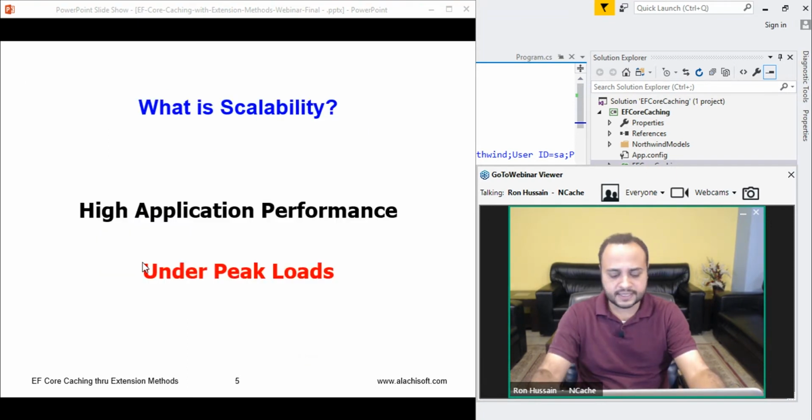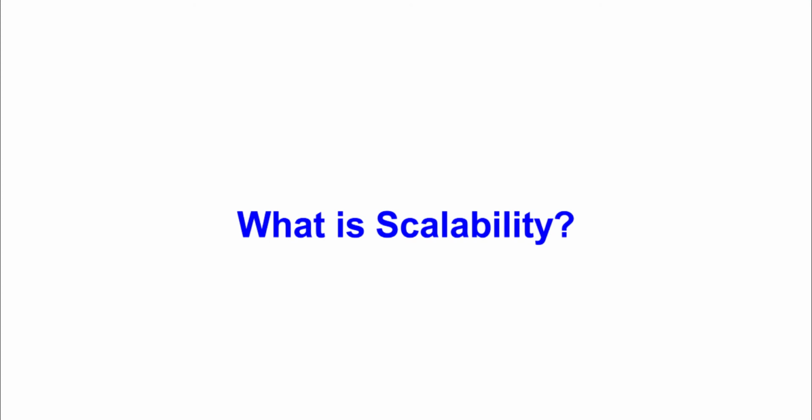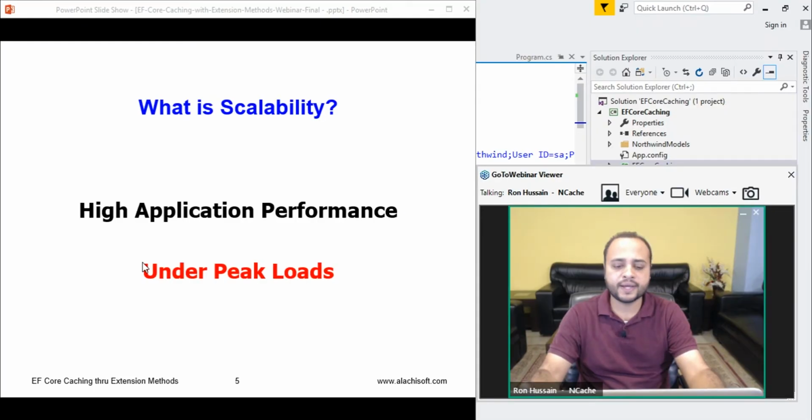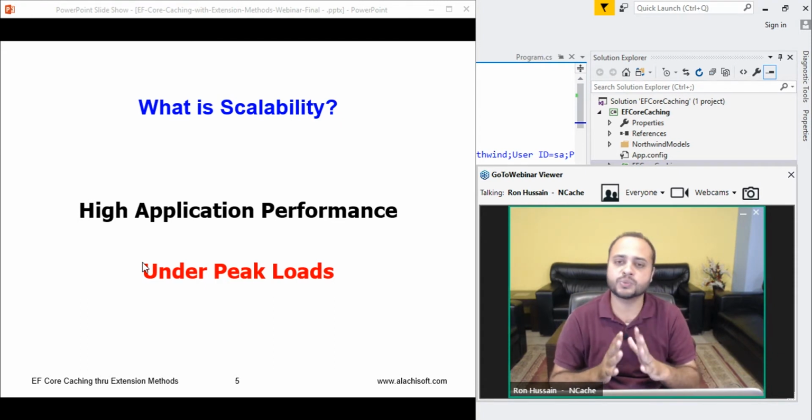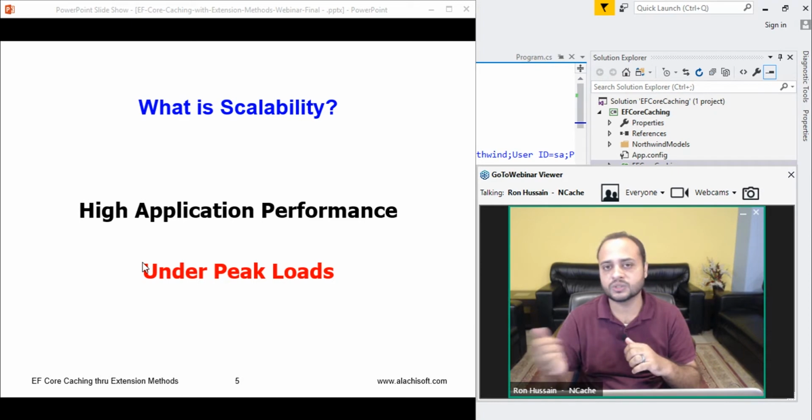Right, so next I would talk about scalability. That's another concept that I wanted to highlight. Why do you need caching in an application which is using Entity Framework Core? First of all, there's the concept of scalability. That is a very good feature within an application where you are able to achieve high application performance, and that too under peak loads, right?